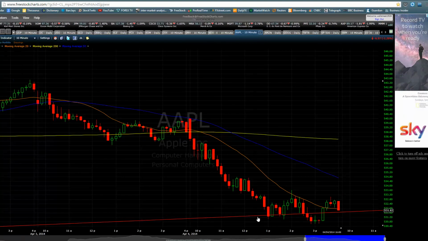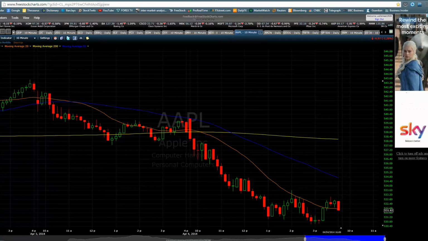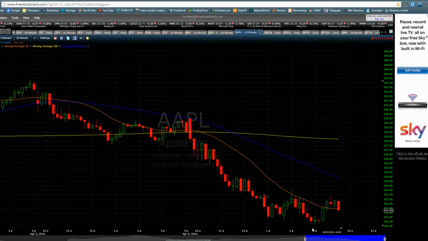And as you can see on a 10-minute chart there, you've got an inverted head and shoulders brewing. Okay, so inverted head and shoulders. There's your left shoulder, there's your head that's gone in, potential right shoulder, and obviously reverse to the upside. So that's basically the Apple chart.